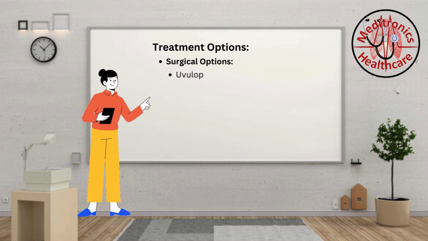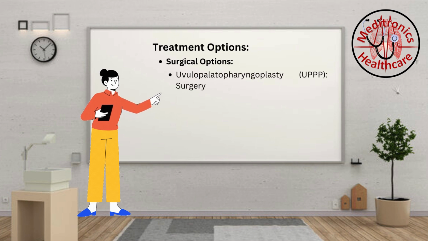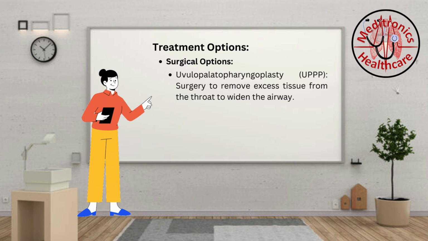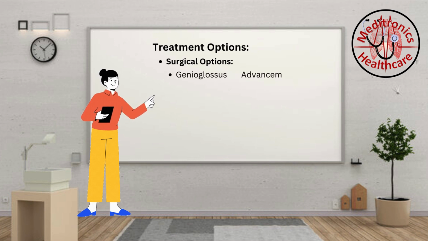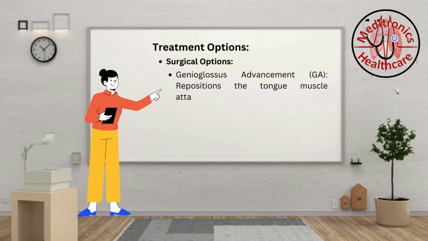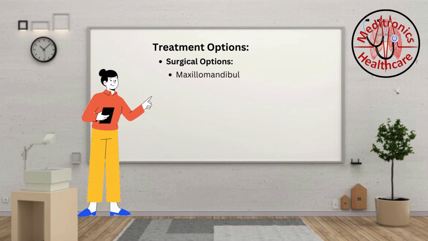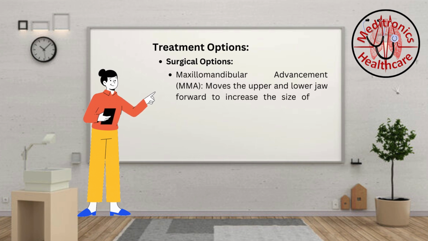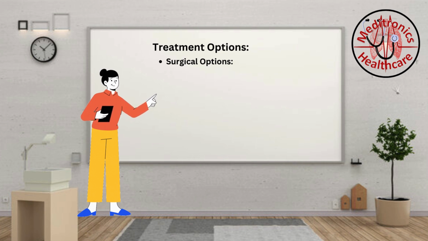Surgical options. Uvulopalatopharyngoplasty, UPPP, surgery to remove excess tissue from the throat to widen the airway. Genioglossus advancement, GA, repositions the tongue muscle attachment to prevent airway collapse. Maxillomandibular advancement, MMA, moves the upper and lower jaw forward to increase the size of the airway.